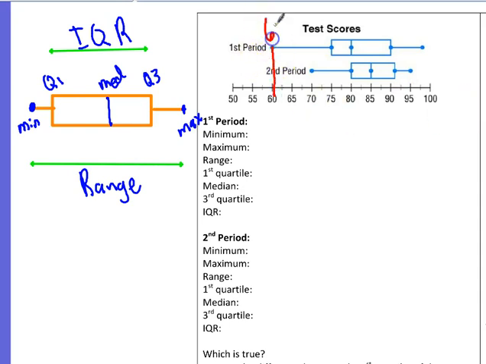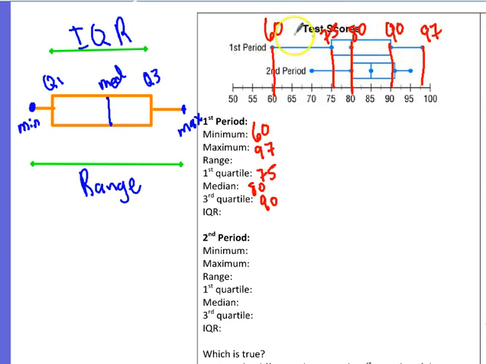Lots of fun. The minimum is 60. This is 75, the first quartile. The median is 80. The third quartile is 90, and the maximum, I'm going to call that 97. So 60, 97, 75, 80, 90. Okay, the range is the distance from 60 to 97, the difference between these two, which means subtract. I'm saying difference, but I wrote subtract. It is 37. And then the difference between the quartiles is 90 minus 75, which is 15.